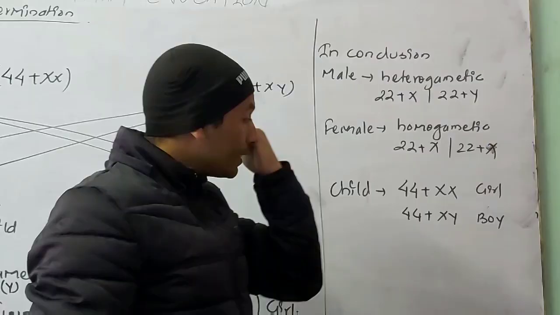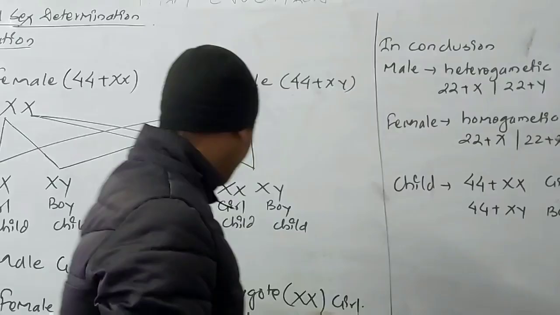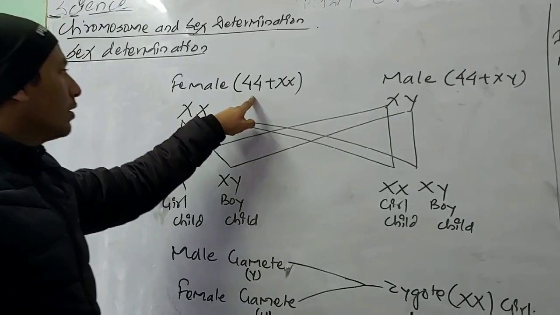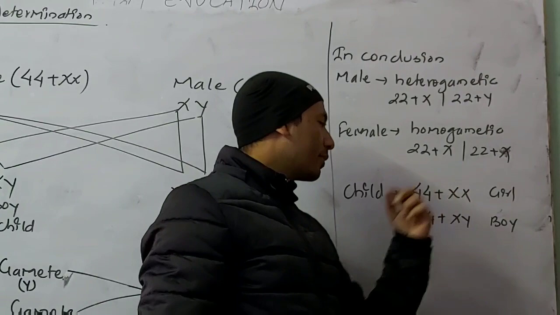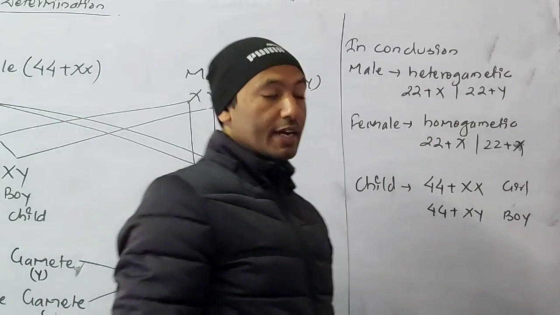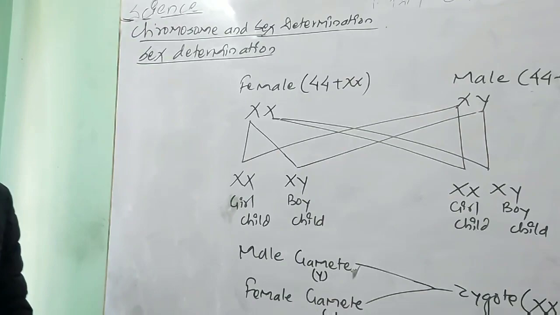The child will be formed as 44 plus XX or 44 plus XY, because these 44 are autosomes that remain the same. So a girl child will have 44 plus XX chromosomes and a boy child will have 44 plus XY chromosomes. Like this, the sex is determined by the gametes present in the female body and male body.